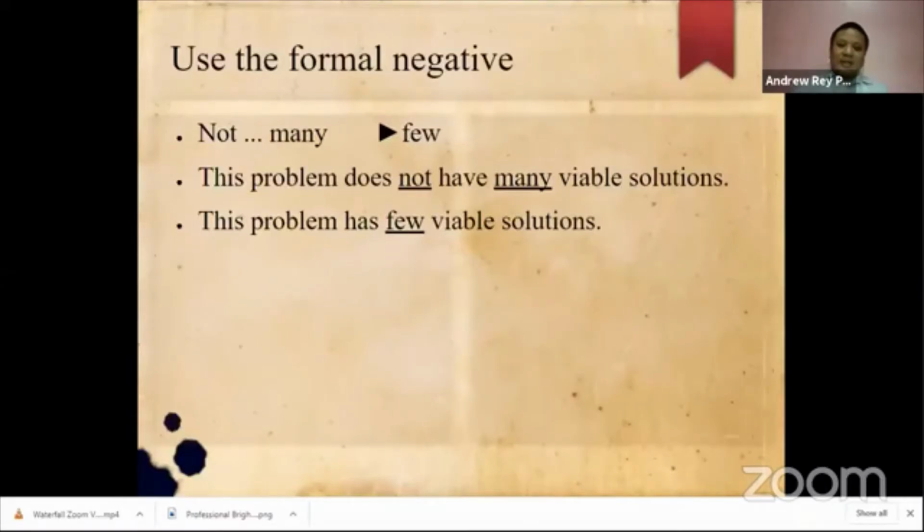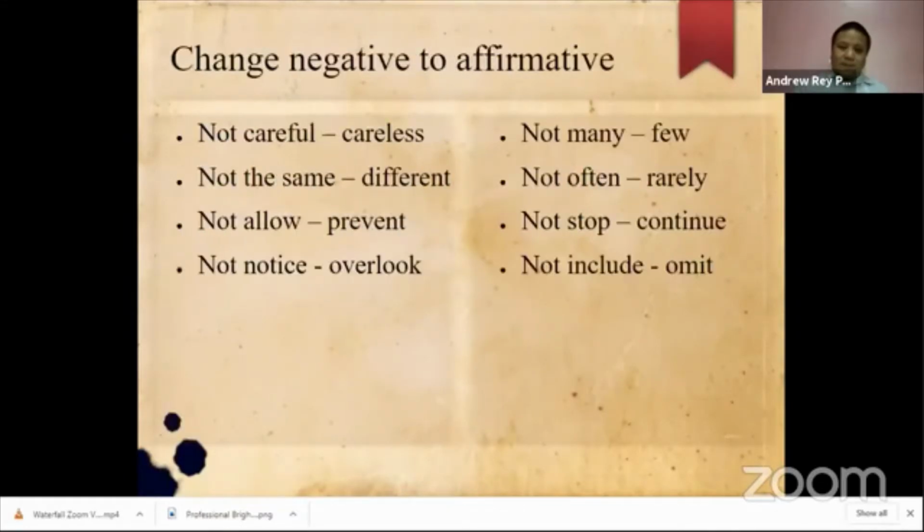Okay? Not many can be replaced by few. This problem does not have many viable solutions. Simply say, you replace it by saying, this problem has few viable solutions. As I told you, did not and does not tend to be informal. So you need to replace does not and did not with something more formal. In this case, instead of saying this problem does not have many viable solutions, you say this problem has few viable solutions. Okay? So you can also change the negative to something affirmative, something that sounds affirmative.